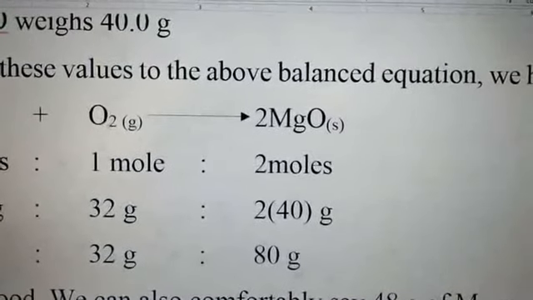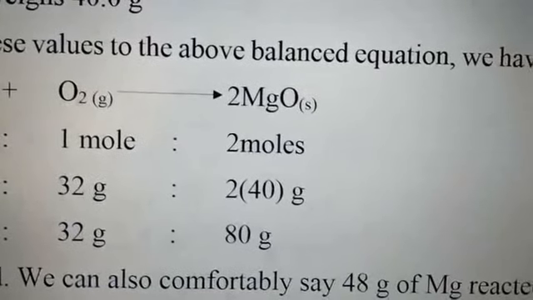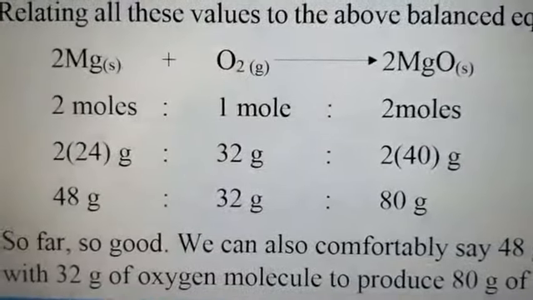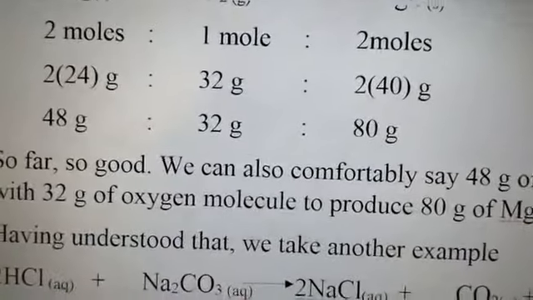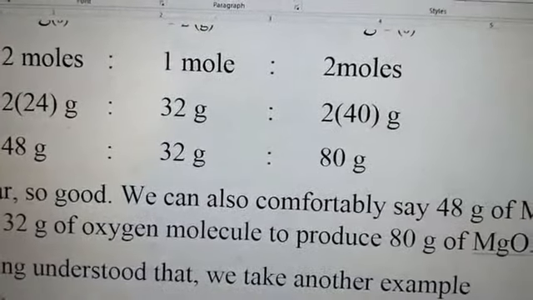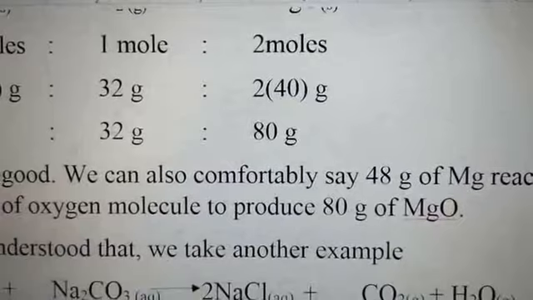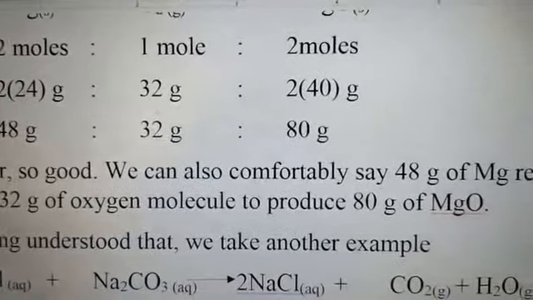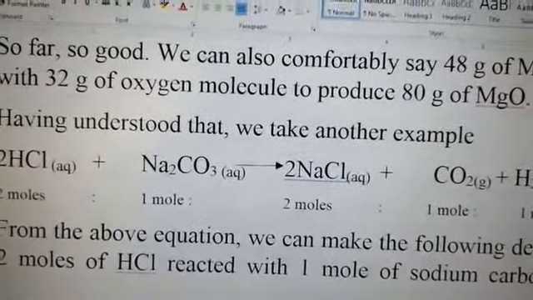Now, 1 mole of a compound, MgO, is equal to the molar mass. The molar mass of MgO, which I calculated above, is 40 grams. So 2 moles now become 2 times 40, that gives us 80 grams. So you see, converting the moles to masses. So far, so good. So we can comfortably say that 48 grams of magnesium reacted with 32 grams of oxygen to produce 80 grams of magnesium oxide. So that's what we have here. Having understood this, we take another example.